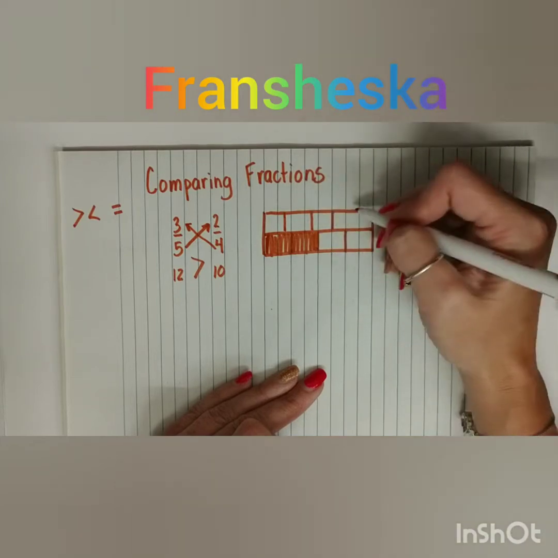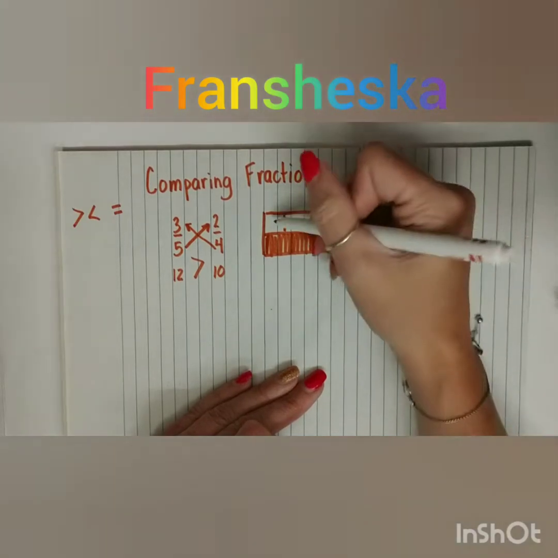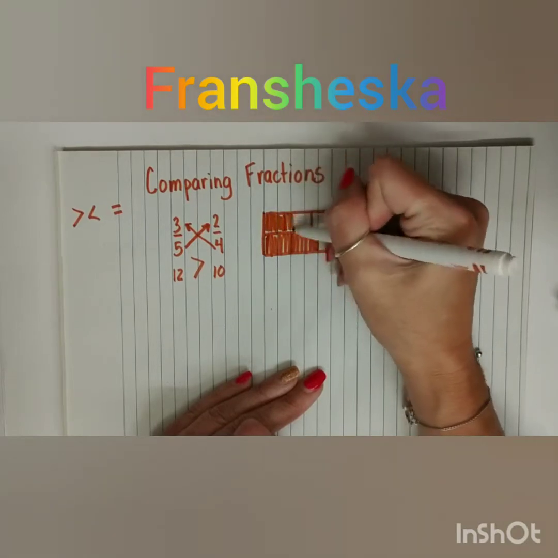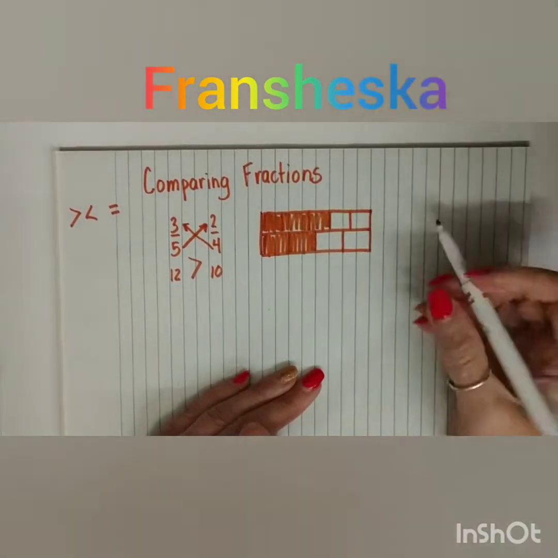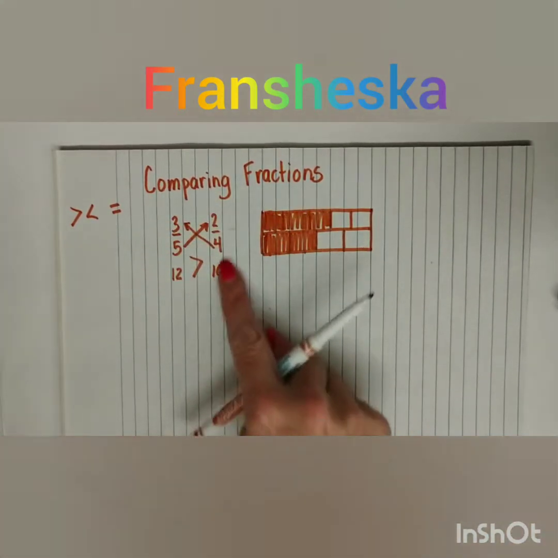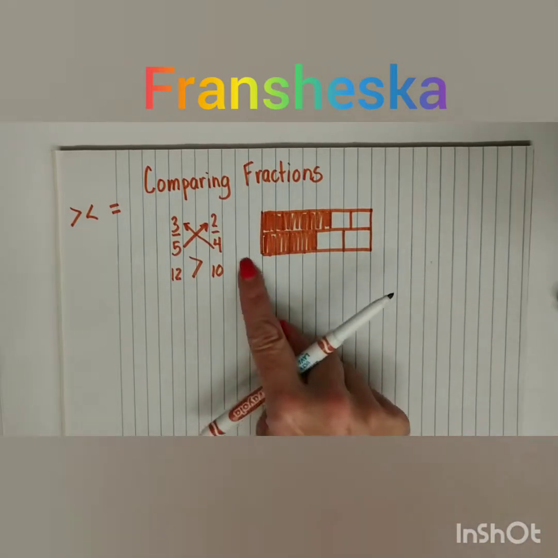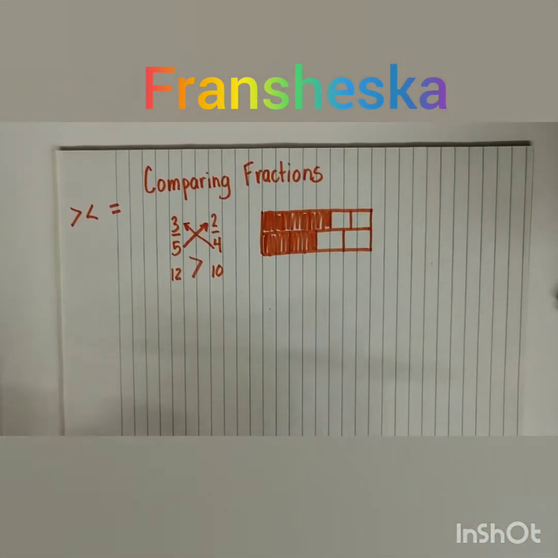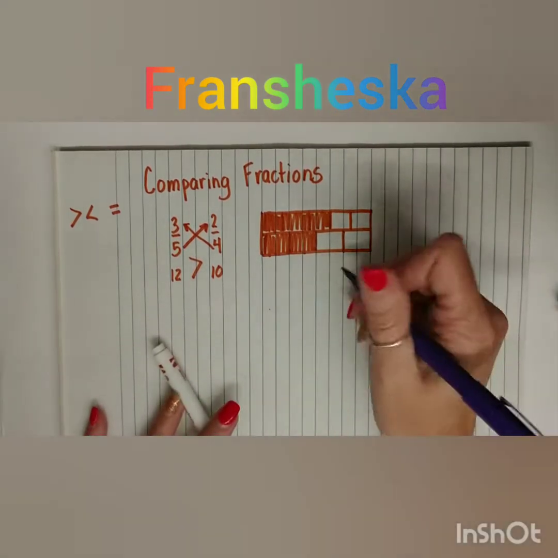And I have 3 of these. 1, 2, 3, and you are able to see that 3/5 does take up more space than 2/4, but this is much quicker and much faster, and if you're not very secure in drawing really straight, it's going to make it more difficult. So let's do another one.